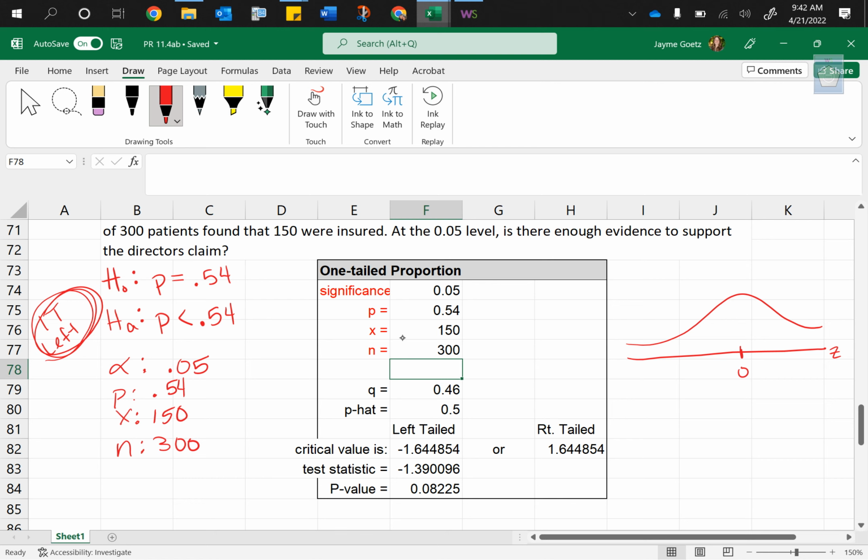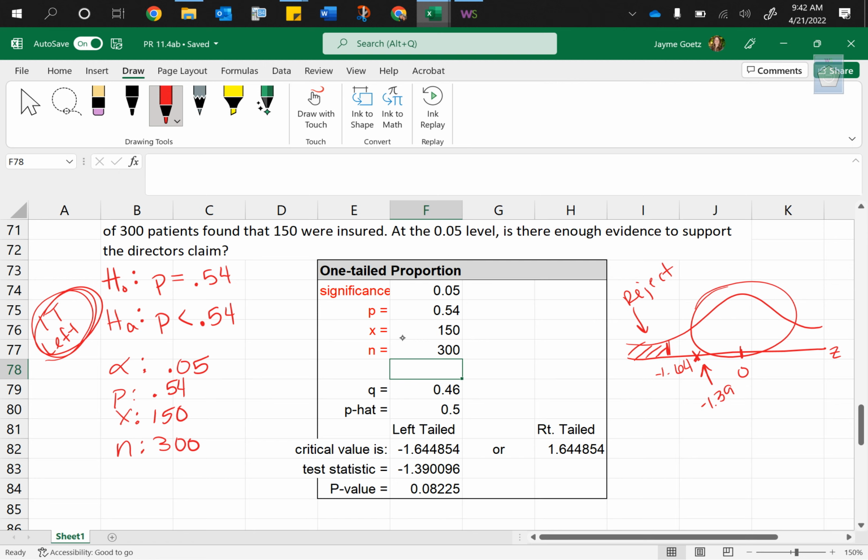Now, where is my test statistic? Oh, sorry, this is not 1.39, is it? What is it? 1.64, my bad. What is my test statistic? Negative 1.39. So that's going to be over here. That's my test statistic, negative 1.39. So tell me, is it in the rejection region? No, it's in the fail to reject region. That means we are going to fail to reject the null hypothesis.